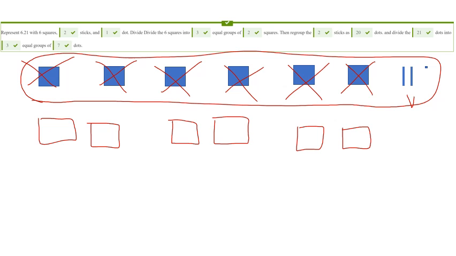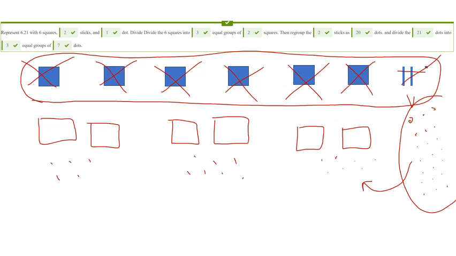Great. Then I need to take these, because I can't put 2 sticks into 3 groups, and I have to make these into 21 little dots, which is 3, 4, 5, 6, 7, 8, 9, 10, 11, 12, 13, 14, 15, 16, 17, 18, 19, 20, and this little guy is 21. Okay, you get the idea. And then I'm going to take these 21 dots, and in each group there's 7. So there we have it, 2 and 7 hundredths.